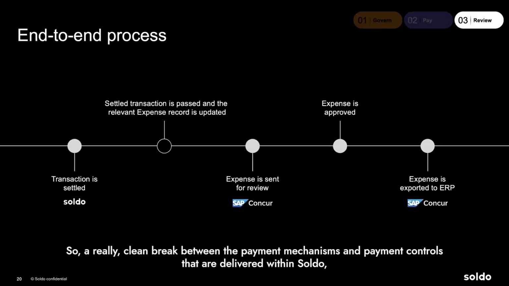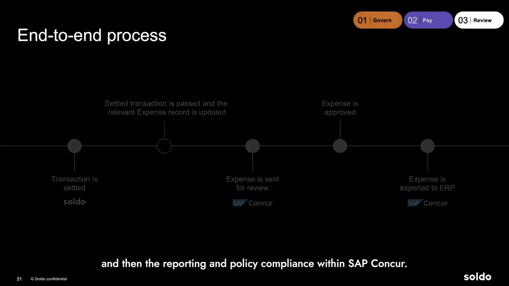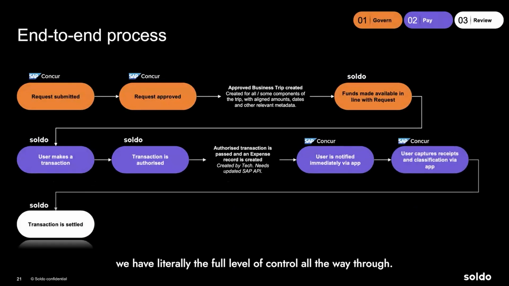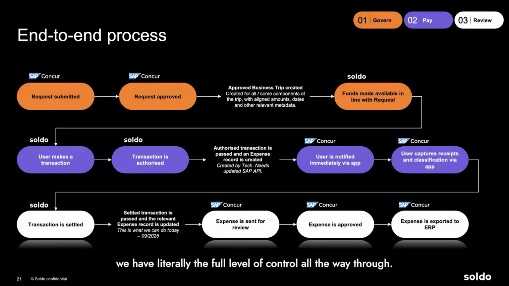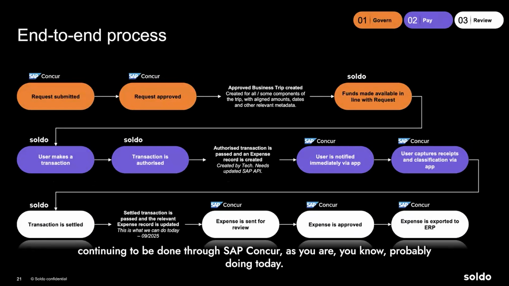So a really clean break between the payment mechanisms and payment controls that are delivered within Soldo, and then the reporting and policy compliance within SAP Concur. So if we look at that end-to-end, we have literally the full level of control all the way through. The payment control delivered by Soldo using our payment mechanism and our granular payment controls, and the requests and reporting continuing to be done through SAP Concur, as you are probably doing today.